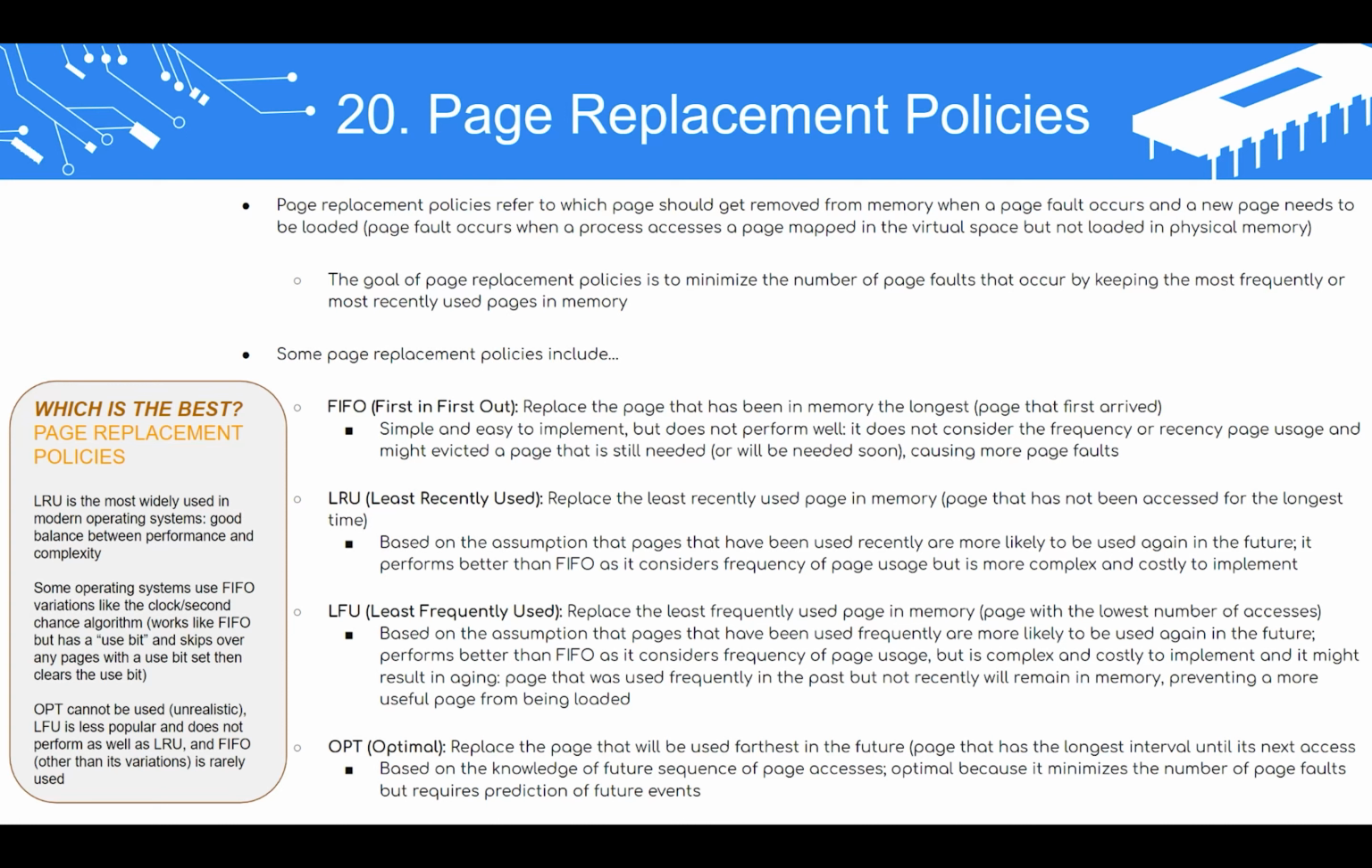LRU replaces the least recently used page in memory and performs better than FIFO, but is more complex and costly to implement. LFU replaces the page that was accessed the least, performs better than FIFO, as it considers the frequency of page usage, but it might result in aging. And this is where a page that was frequently used in the past but was not recently used will remain in memory, preventing more important pages from being loaded. OPT replaces the page that will be used farthest in the future. It is the best method, but is not practically possible just because it requires prediction of future events.